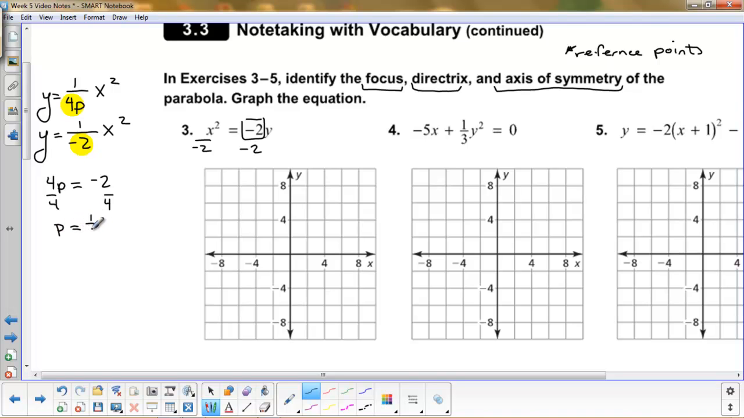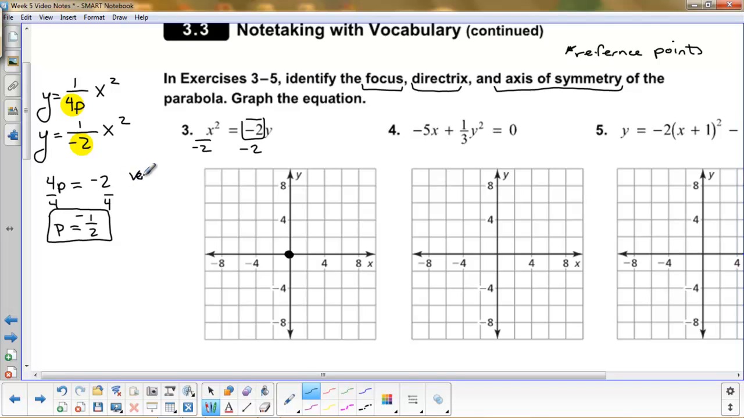So that means in my problem, the key for my entire problem is the value of p. And the p in this case is negative 1/2. So everything I'm going to do from the focus to the directrix to the axis of symmetry to the reference points is going to revolve around this value of p. Without that value, I cannot graph this thing accurately. Okay? All right. Notice that there is no h and k. There are no values next to the y. There are no values inside with the x. So that means that the origin is the center, the vertex of my parabola. So we're going to start there.